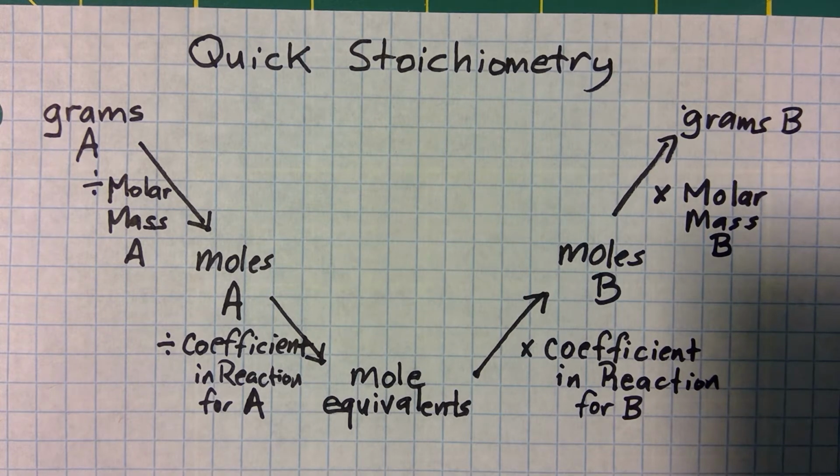Now, once you have moles of A, or if you happen to start with moles of A, you divide by the coefficient in the chemical reaction for A. So whatever the big number is right before whatever A happens to be, just divide by that, and that gives you the mole equivalence. I'll probably start referring to it as just equivalence from now on, but technically it is mole equivalence.